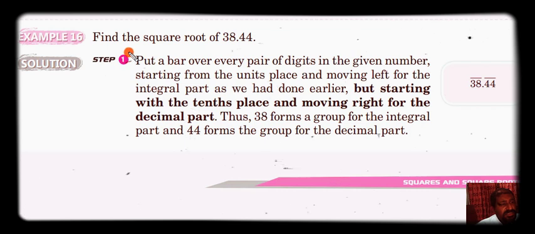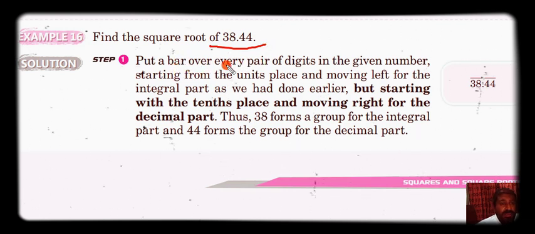So let us see this example number 16, where we have to find the square root of this decimal number 38.44. As I said to you, in the case of a decimal number, only the placing of the bar sign plays an important role. The rest of the concept is the same as we used to do in the whole number, where we have to find the square root.